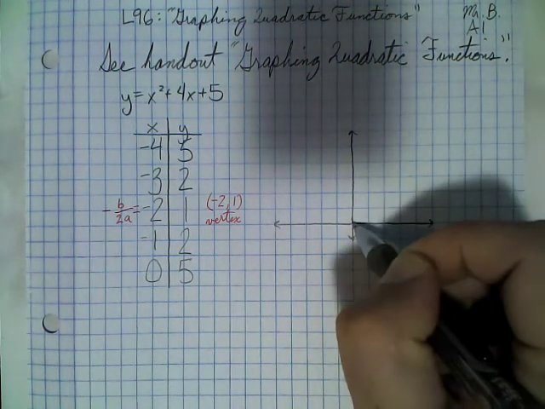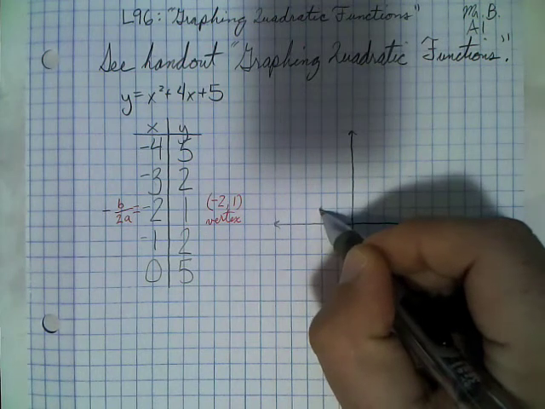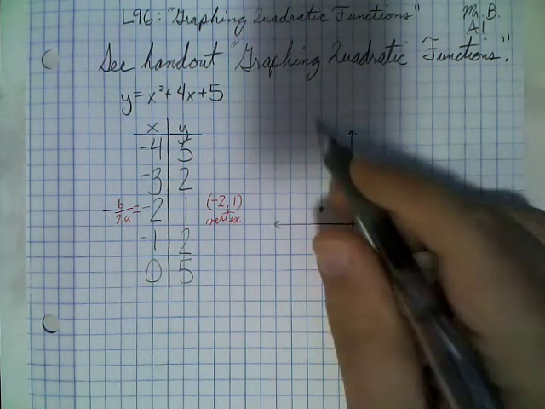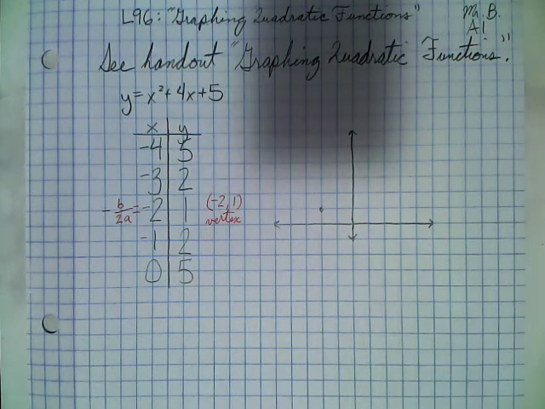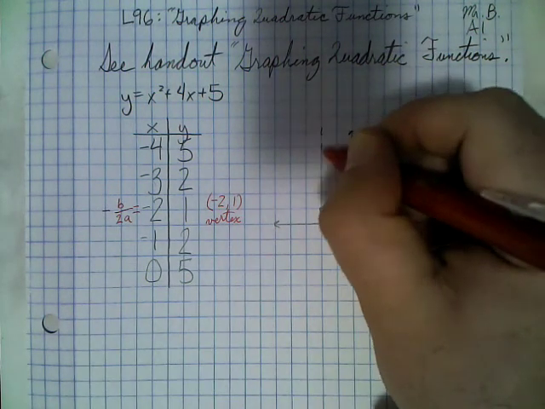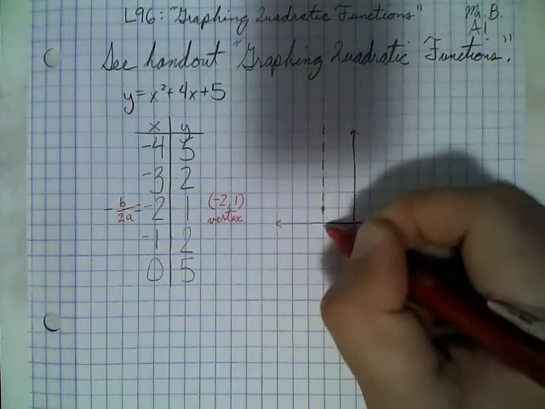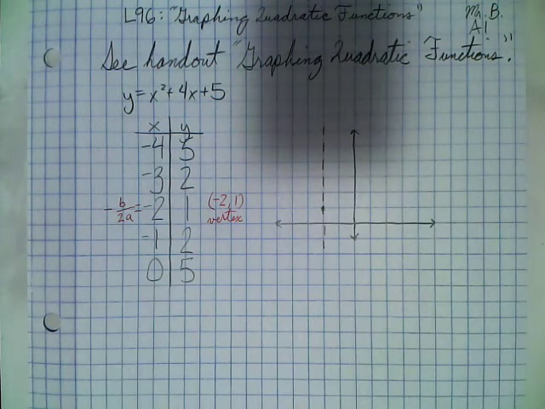So the vertex, I'm going to start with the vertex (negative 2, 1). And that's my axis of symmetry, remember. So we don't have to write this in. I'm going to do it in red pen as a dashed line. That's my axis of symmetry.